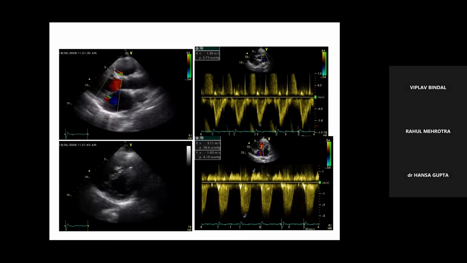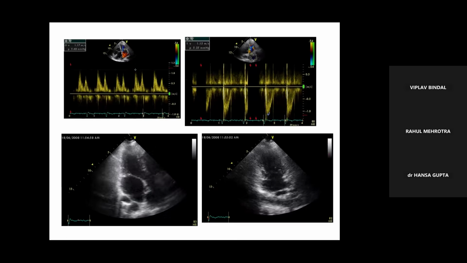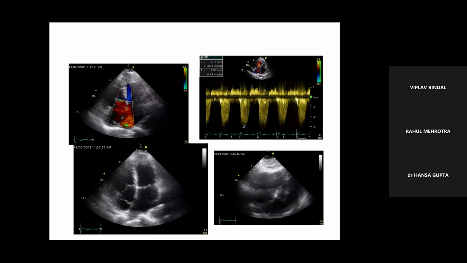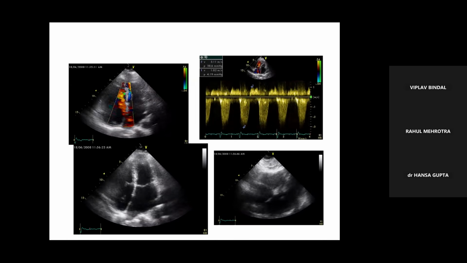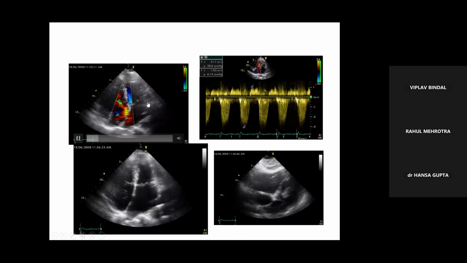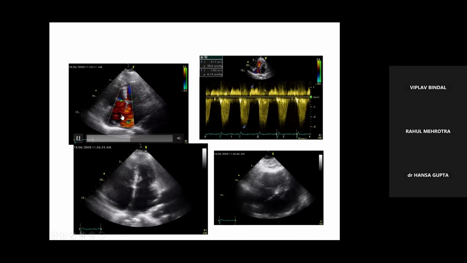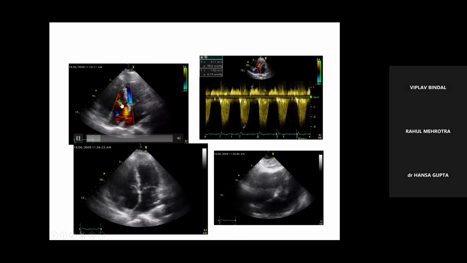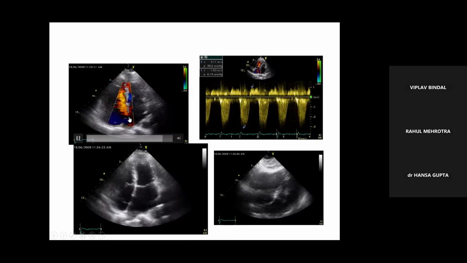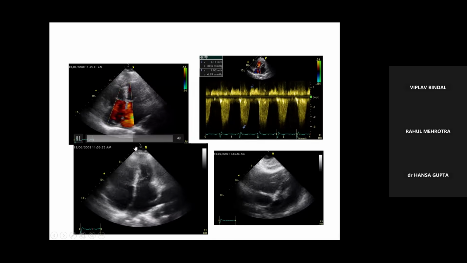I'll quickly go straight to the slides. Now, this is what was most interesting. This is the one image where the RV is dilated. LV and LA appear to be normal. This is with color flow, with a significant amount of tricuspid regurgitation, and we could see some amount of color flowing across this interatrial septum.